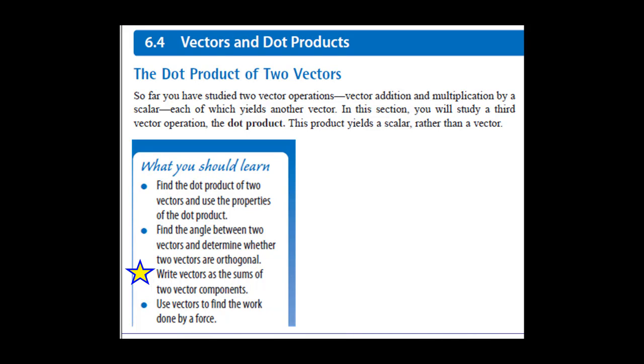Alright, welcome back to section 6.4, vectors and dot products. In this video, we'll be covering just example number 5 in your notes. You'll learn how to write vectors as the sum of two vector components. So far, you've only studied two vector operations.